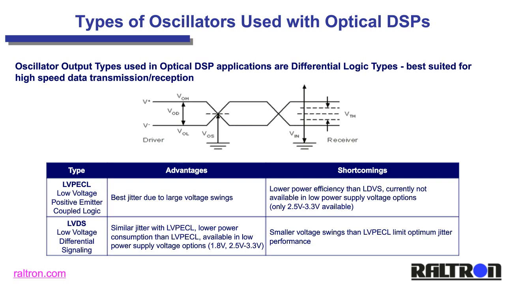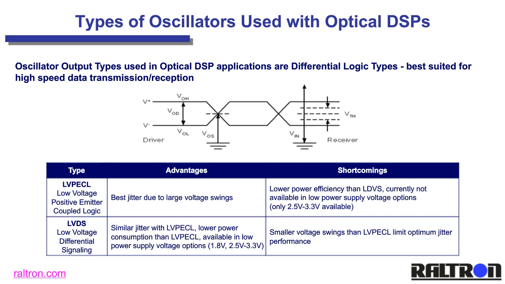So for high frequencies, the type of output for these oscillators is differential logic type. So there are two primary types of oscillators used: LV-PECL, low voltage positive emitter coupled logic, and LVDS, low voltage differential signaling. These are the two main technologies that are used for the oscillators that we're talking about here, and each of them has its advantages and its shortcomings.